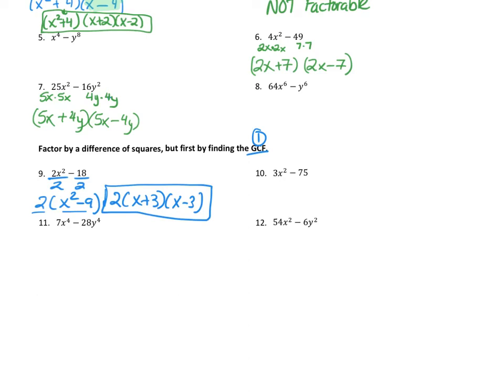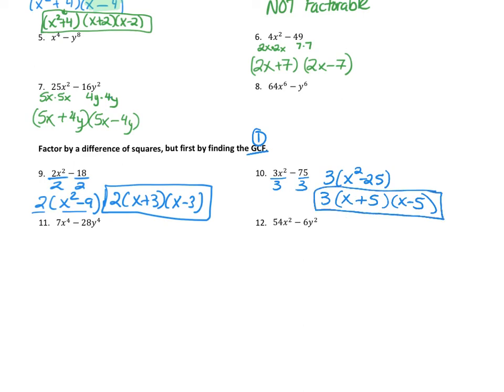If I look at number 10, similar idea, I see I have a GCF of 3. So I'd have 3 times x squared minus 25. Well, x squared minus 25 is a difference of squares, and it factors into x plus 5, x minus 5. And so then this would be my final answer. The GCF won't always be that first number, so like at number 12, if I look at 54 and 6, the GCF of those would be a 6. And I'd be left with 9x squared minus y squared, which is another difference of squares.